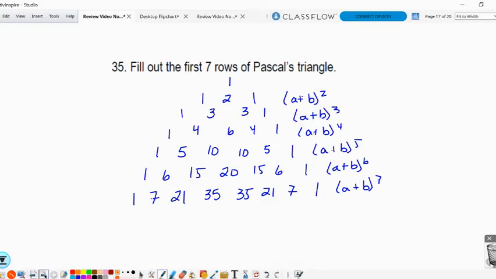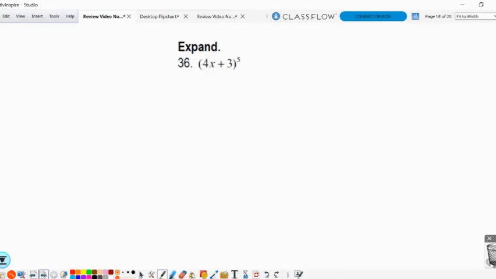As you look at number 36, it says we are going to take 4x plus 3 and raise that to the fifth power. So we're looking for the fifth row of Pascal's triangle, which is 1, 5, 10, 10, 5, 1. And these will be the coefficients of our terms as we expand. So let's start with that 1 for our first term. And as we expand, all of our exponents must add to 5.